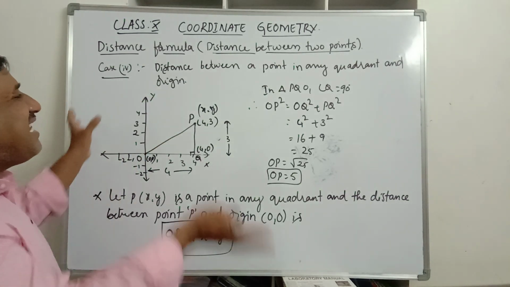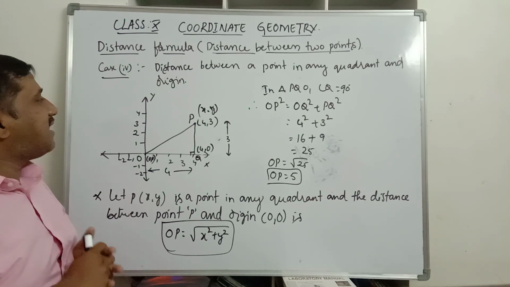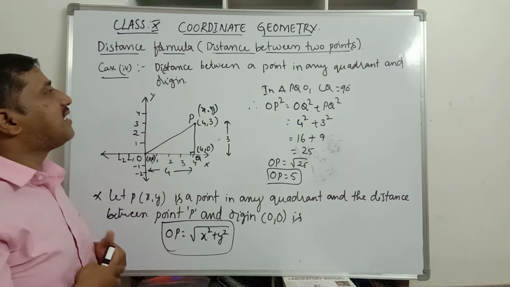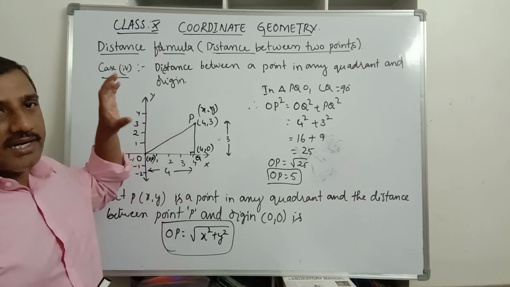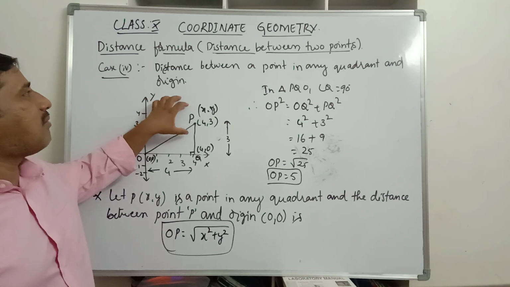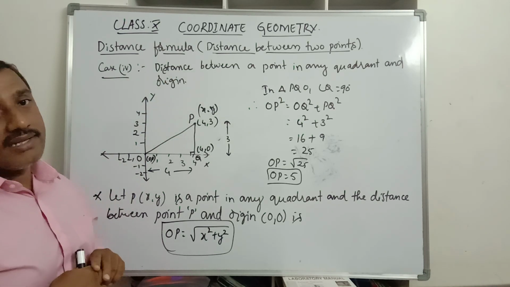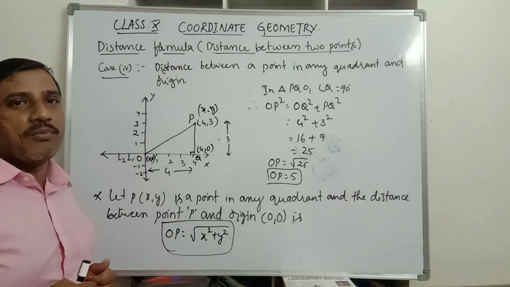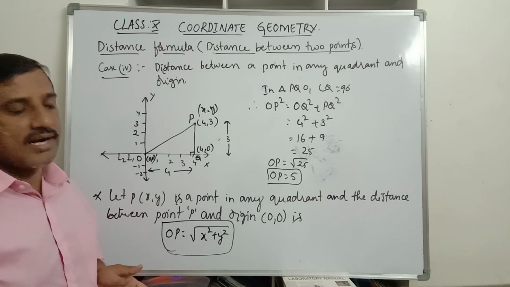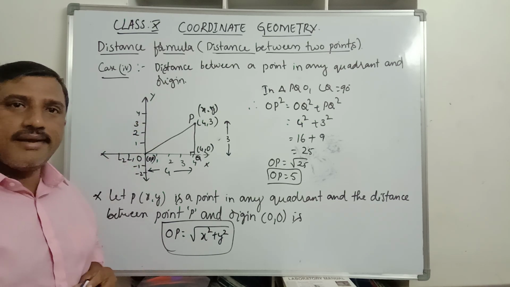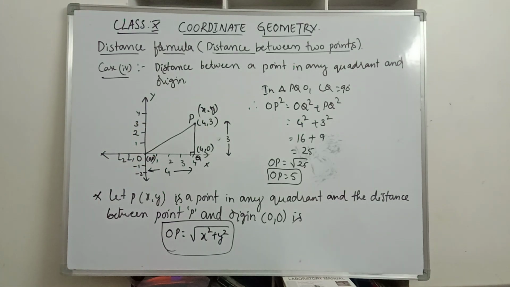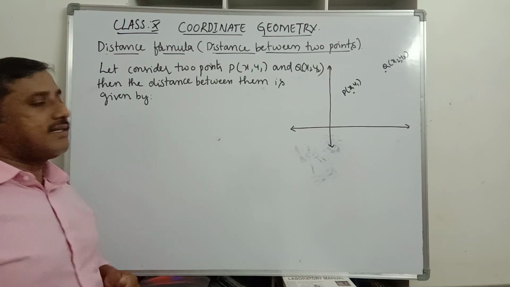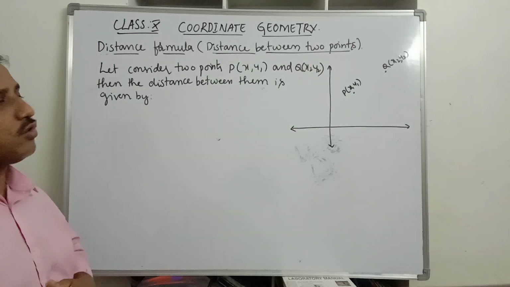Now in general, if the 2 points lie in any quadrant, how do we find the distance between those 2 points? That is the main formula, and that formula is known as the distance formula. We will derive a formula for how to find the distance between 2 points in any quadrant. So far, do you understand, children? Yes? Now we will discuss the distance formula, that is, the distance between 2 points.